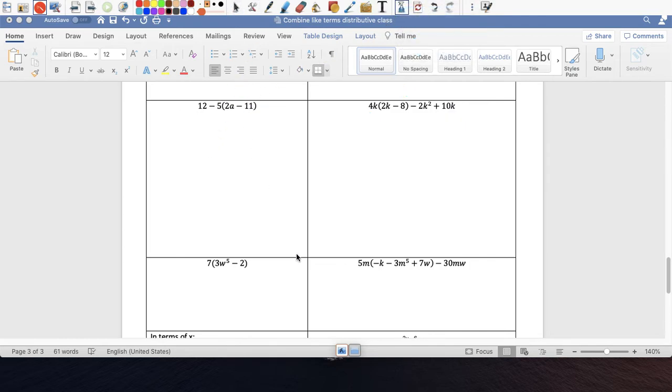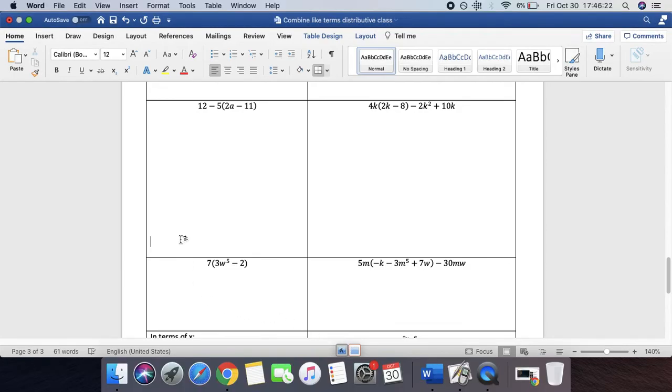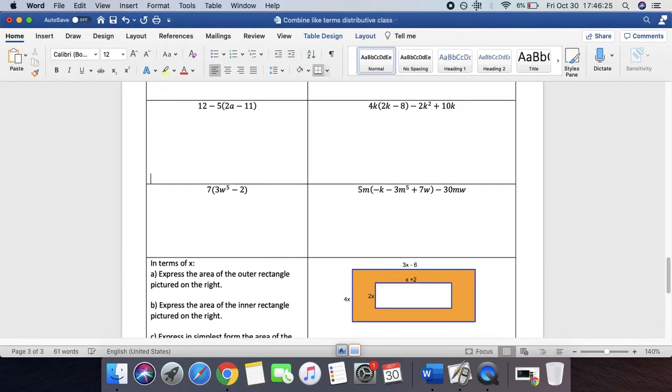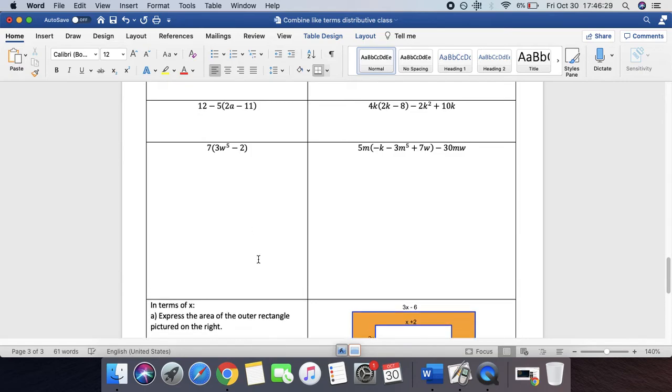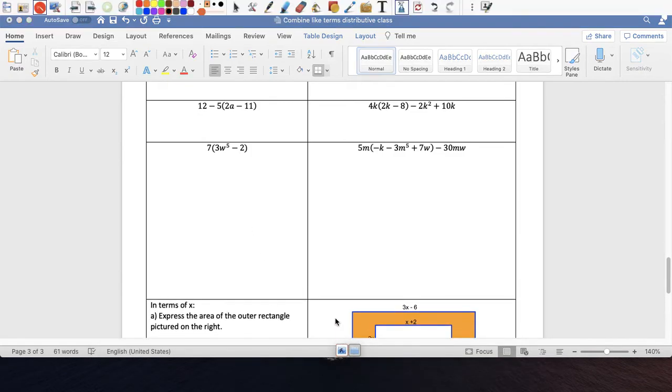Let's bring these over here. All right, so 7 times 3, positive and positive, no big deal here, 21w to the fifth power. 7 times 2, it's actually going to be minus, 7 times 2 is 14. That's it.